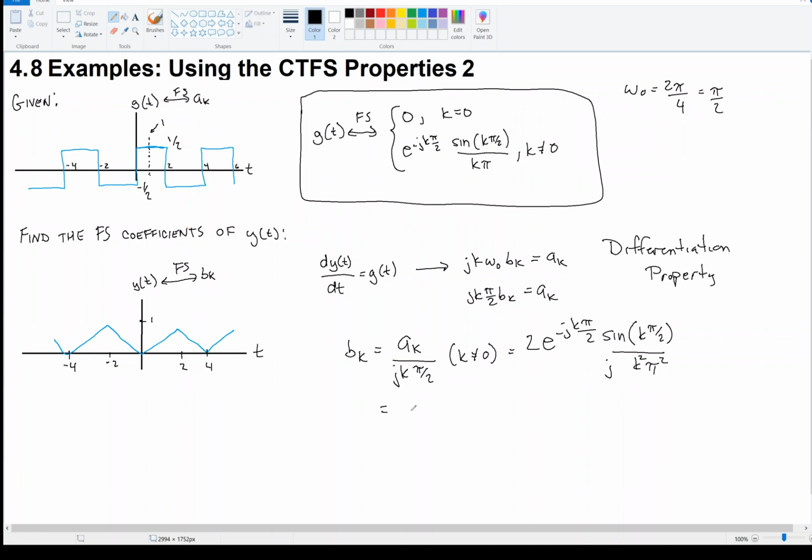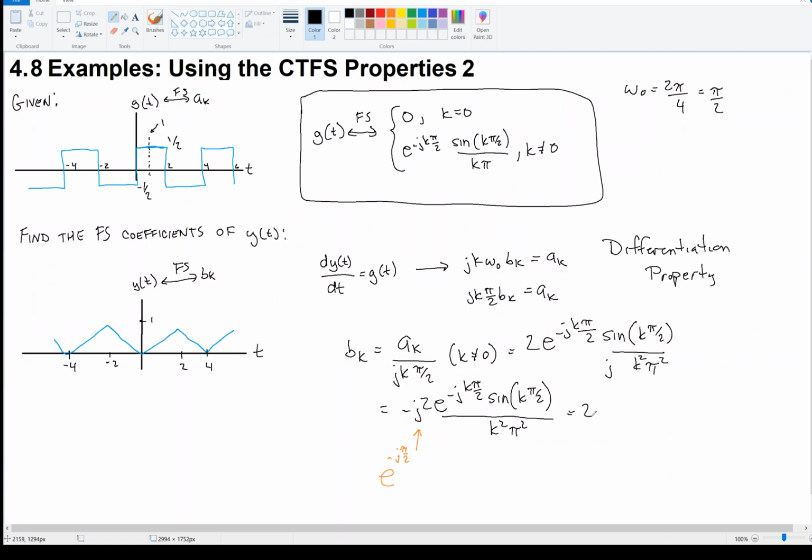The j can come up, making a minus j to e to the minus j k pi over 2, sine of k pi over 2 over k squared pi squared. And then you can simplify this further by noting that the minus j can be written as e to the minus j pi over 2. So I'll let you think about that. Think about the complex plane and so on.